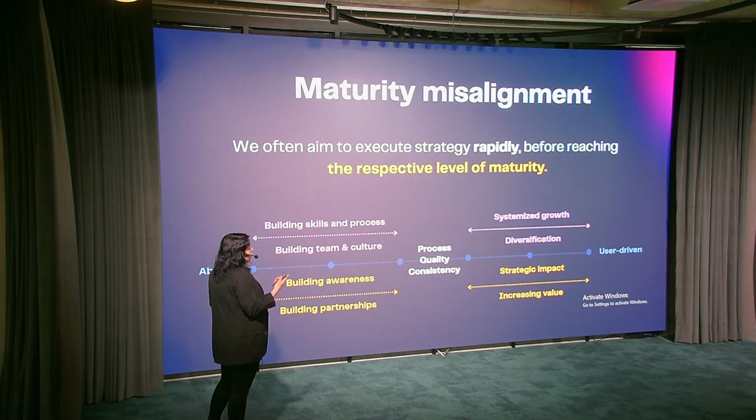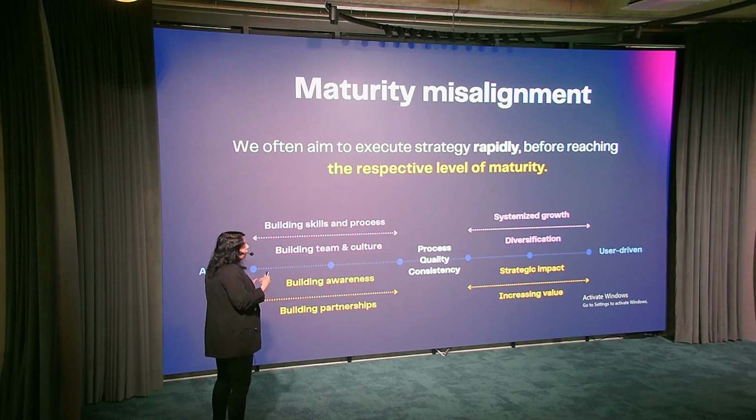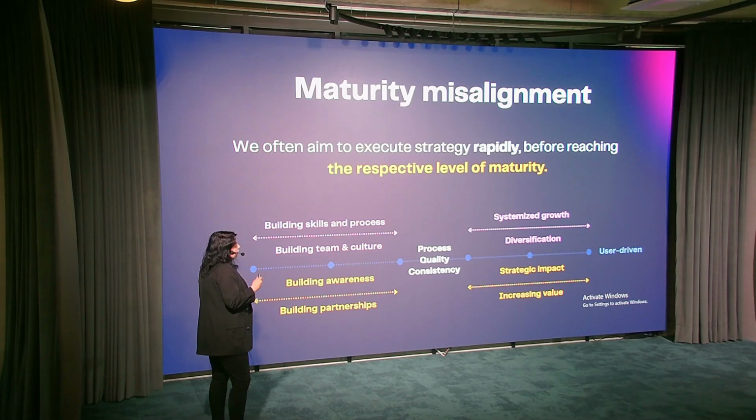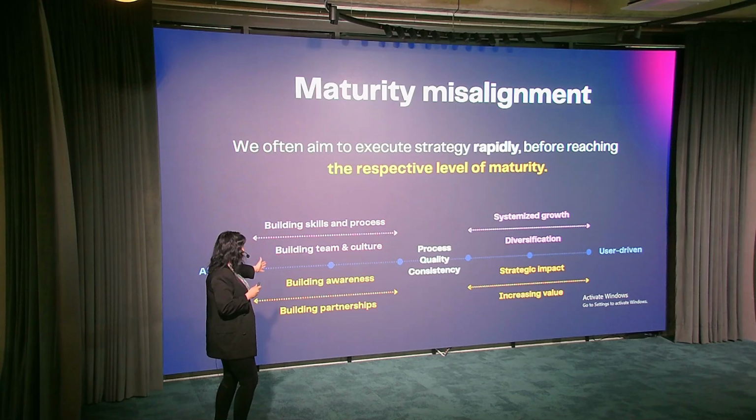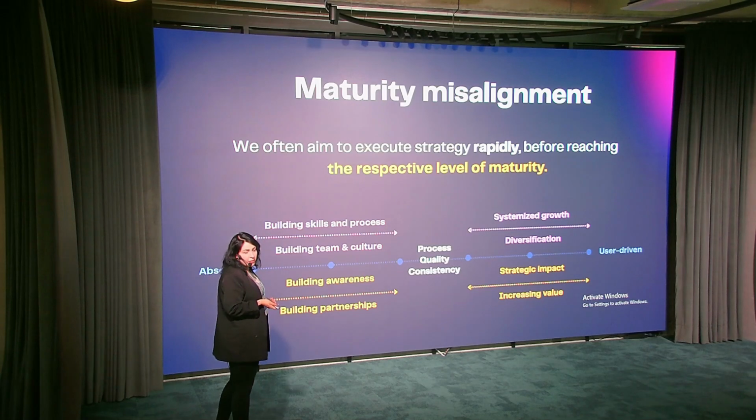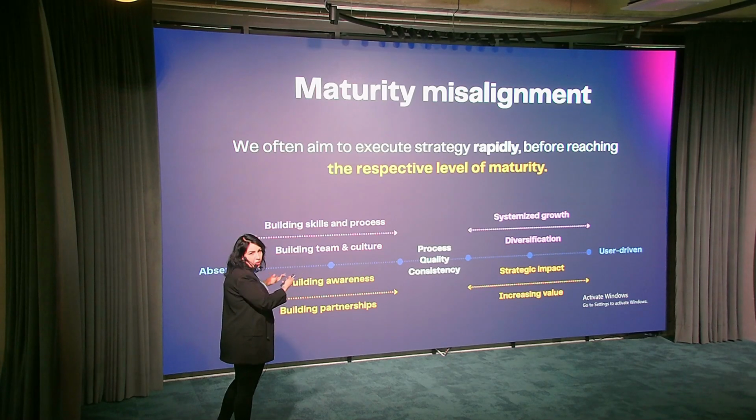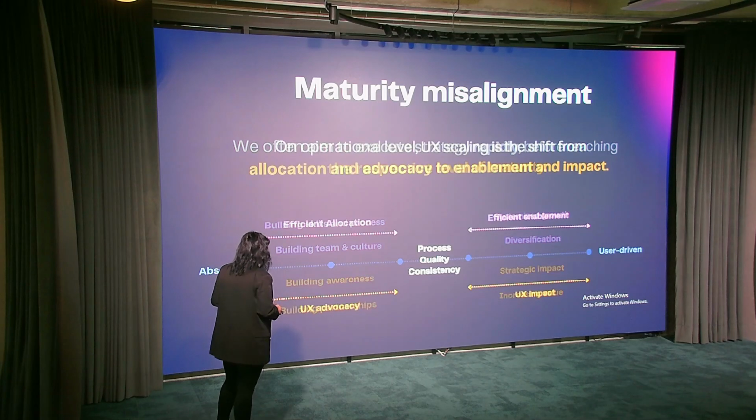When we get to the more advanced maturity stages towards user-driven experience, which very few companies actually have, then you go to systemized growth, diversification of skill sets, of processes, whatever you might need, and then strategic impact and increasing the value. And the mistake is you try to increase value and be strategic while you still don't have a well-defined process and you don't have the right touch points and collaboration with your stakeholders.